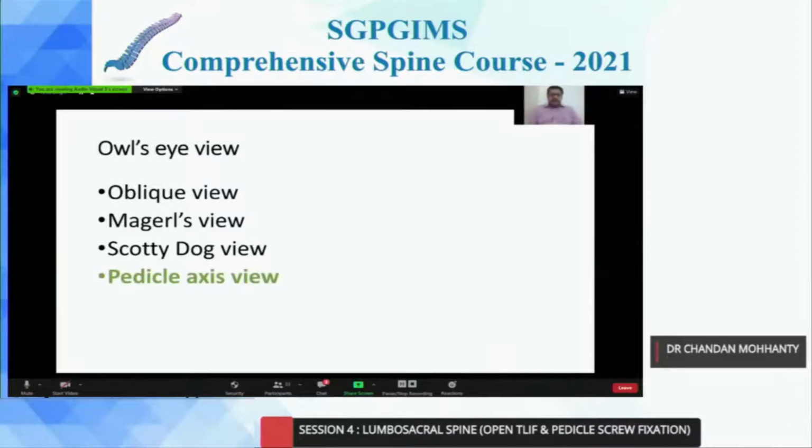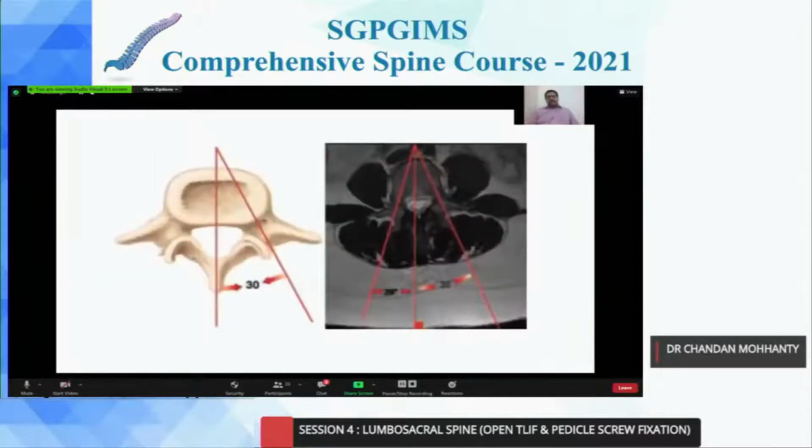Now let's come to the owl's eye view. It has many names: oblique view, Magerl's view, Scotty dog view, and the pedicle axis view. The pedicle axis view is probably the most appropriate name, since this view of fluoroscopy gives direct access to the pedicle. We can estimate the degree of tilt that is required in the fluoroscopy by a pre-op CT or pre-op MRI. As you can see in this image, the left pedicle axis is about 30 degrees from the center, and the right pedicle is about 20 degrees from the center.